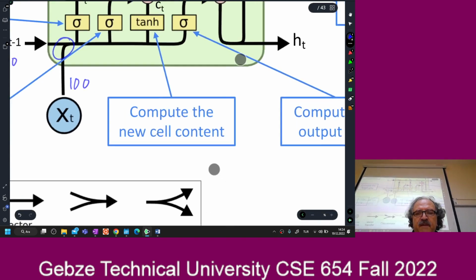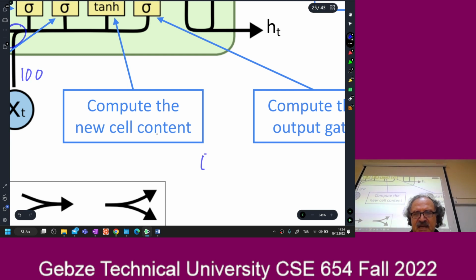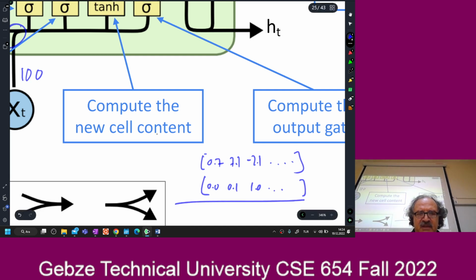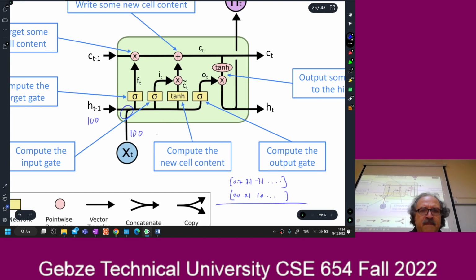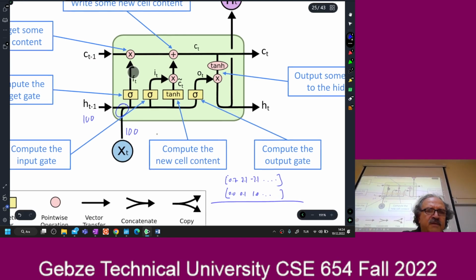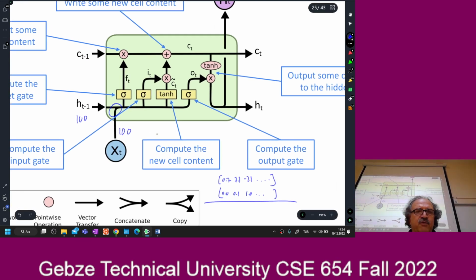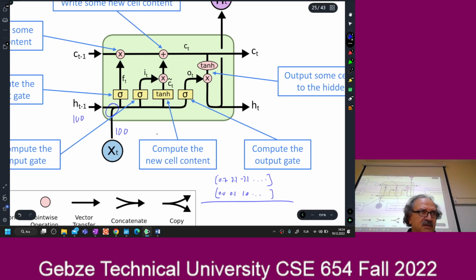Okay, so you have this vector, let's say a 100 dimensional vector: 0.7, 5.1, minus 2.1, and so on. Now I have 0.0, 0.1, 1.0, etc. If I do this multiplication, I will get our new hidden state. So the effect of this one is I forgot some of my cell content, right? Previous cell content. So what am I forgetting?